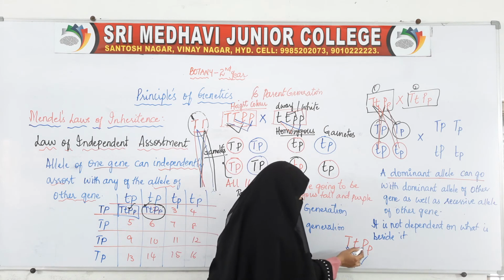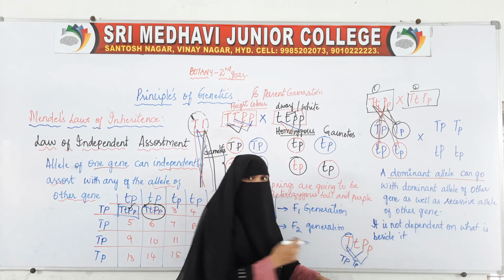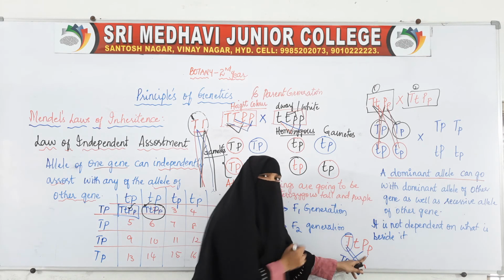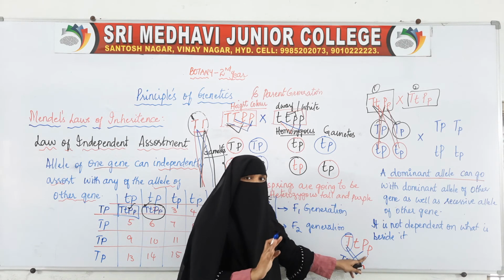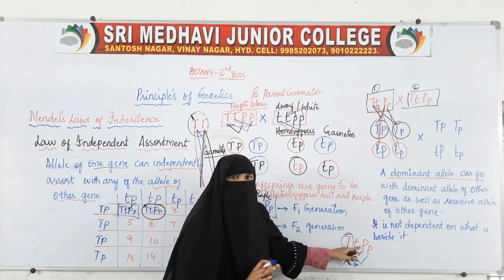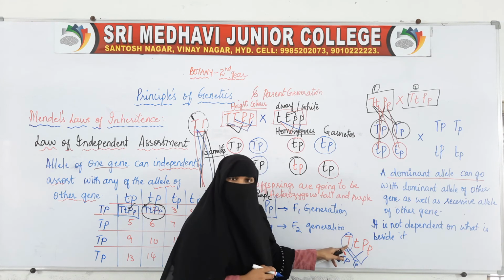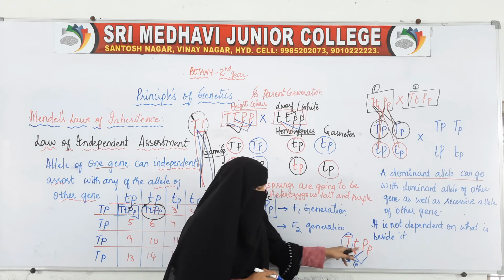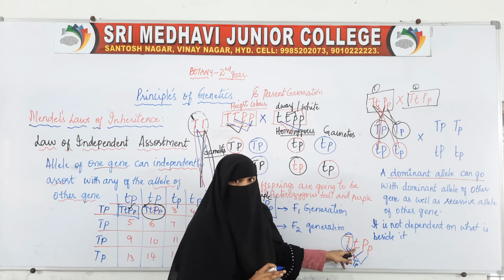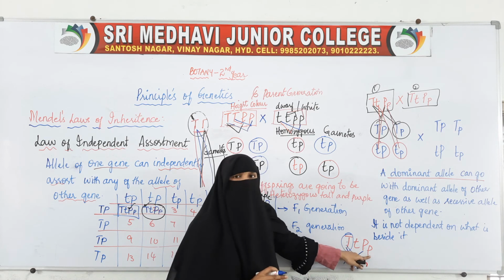This one, for example, is assorting now. This capital T is assorting with this one, that is the purple gene. But here beside this capital T, small t is also there. But small t does not matter, that is, it is independent. This capital T is independent. It is not dependent. It is not that when it is assorting, this should also participate. No, it can assort by itself. It is not dependent on what is beside it. It can assort with the dominant gene as well as the recessive gene.